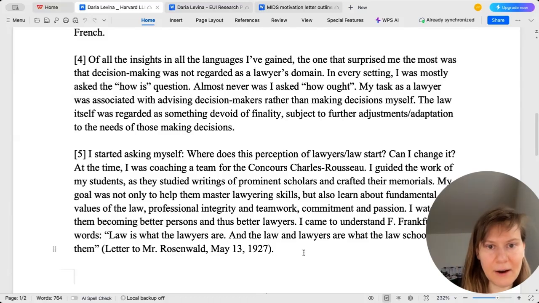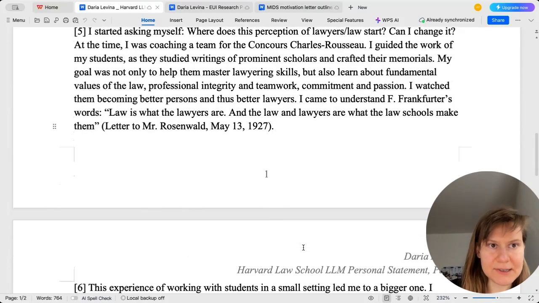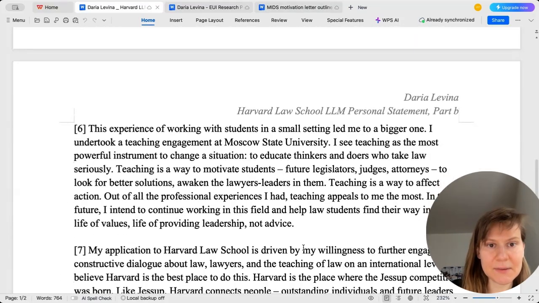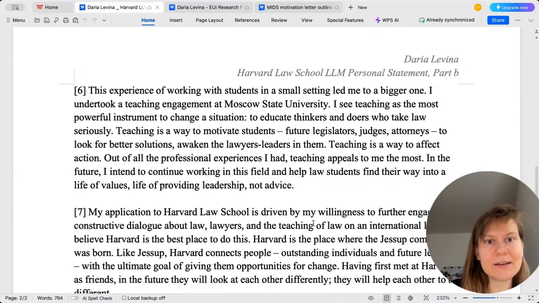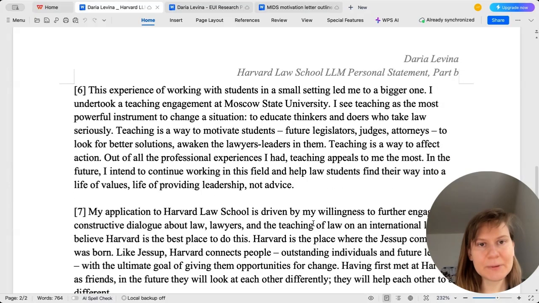After paragraph 5, where I describe how the moot court gave me an idea for a solution, I developed this in paragraph number 6. And here I bring in another experience. That experience is about a teaching engagement at the Moscow State University. It is only here that I talk about my future plans. My future plans are related to teaching and academia.